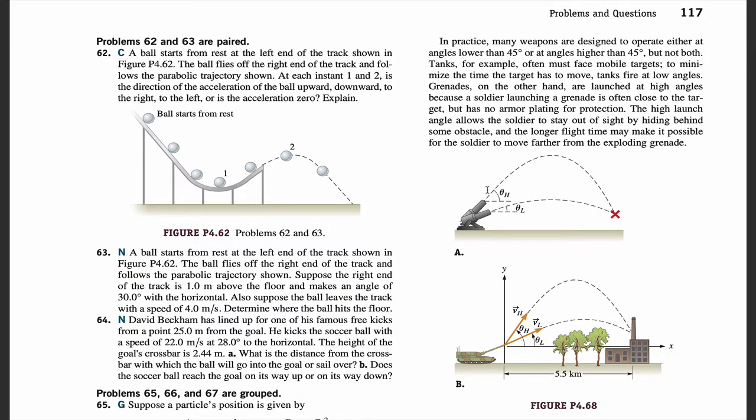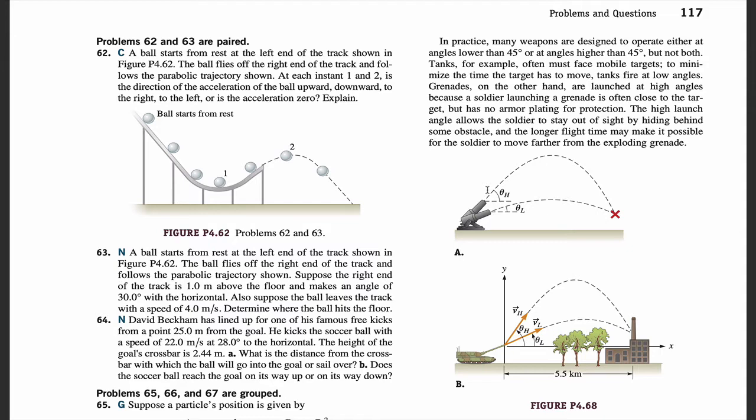Okay, problem 62. A ball starts from rest at the left end of the track shown in the figure. The ball flies off the right end of the track and follows the parabolic trajectory shown. At each instant, 1 and 2, what is the direction of the acceleration of the ball: upwards, downwards, to the right, to the left, or is the acceleration 0? All right, so we have two scenarios, and it's asking us to talk about the concept of the acceleration.